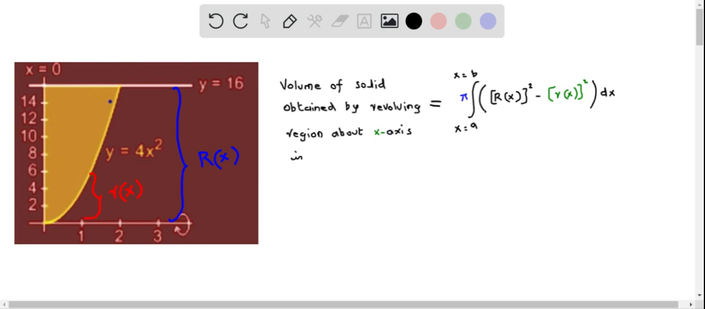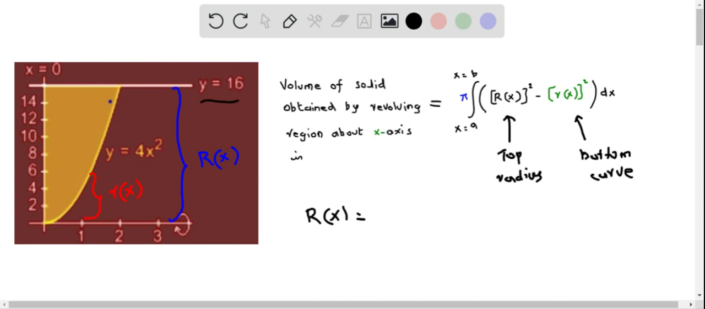and then pi times the big R of x quantity squared minus the small r of x quantity squared dx, where this big R of x represents the top radius, or the radius of the top curve, and the small r of x represents the bottom radius, or the radius of the bottom curve. And so, as we can see from the figure, R of x basically represents 16. So I'm going to write R of x equals 16, since it is y equals 16, the height of this curve or the radius is 16.